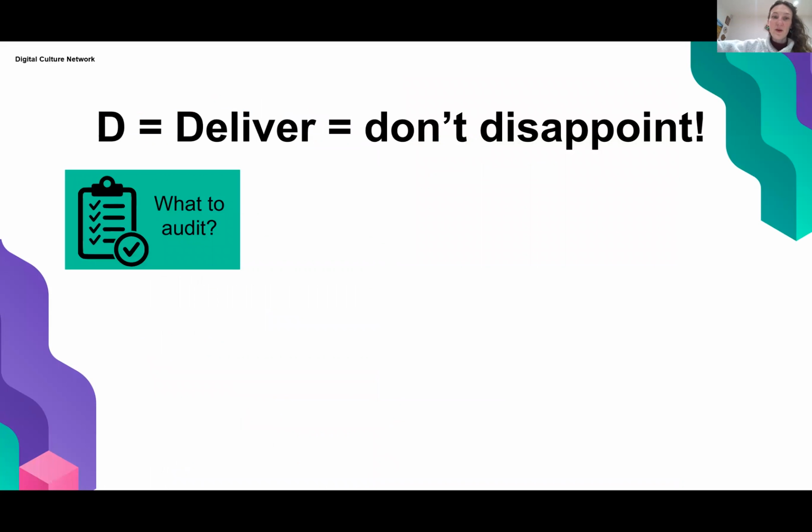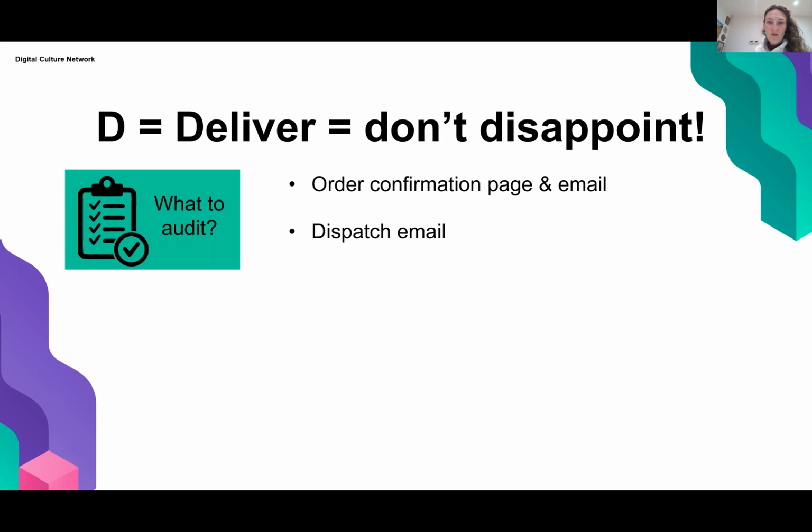So by this point, we think our customer has placed an order. Fantastic. We're now on to the final stage of the customer journey, which is deliver. And our aim is not to disappoint our customer. So what happens post that purchase? What are the things we can audit to make sure that this is still a continuing positive journey? Well, we can look at the order confirmation page and the email. We can look at the dispatch email. And we can also look at what goes out with that parcel itself.